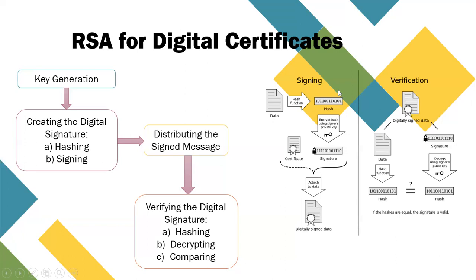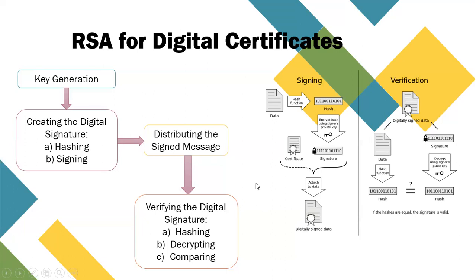So they'll get some hash value for the entire data. Now the hash function is chosen in such a way that even a small modification to the data will lead to a different hash value. Then the sender will encrypt this hash value using their own private key this time, attach it to the data, and distribute the signed message to the receiver.